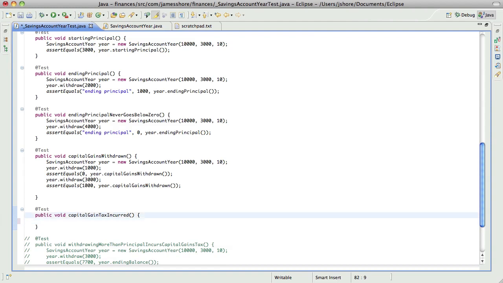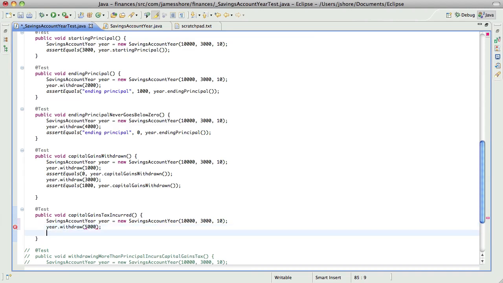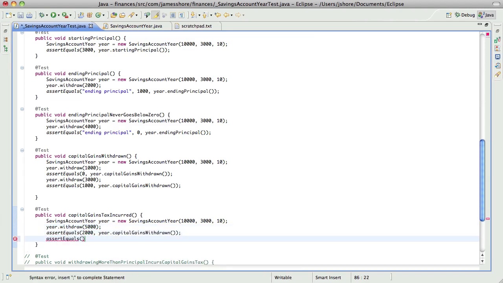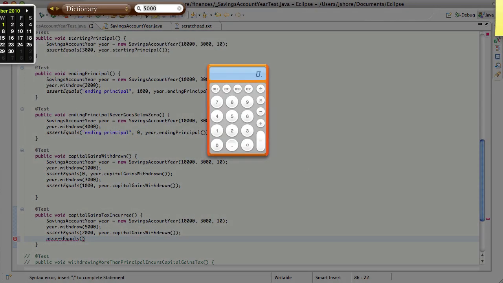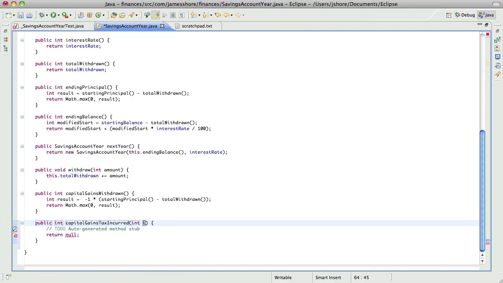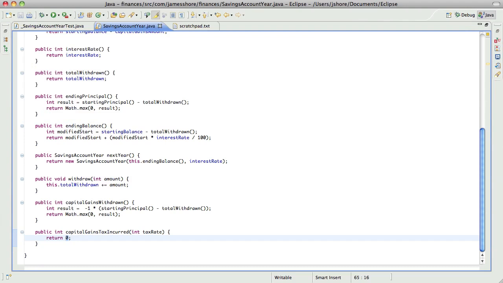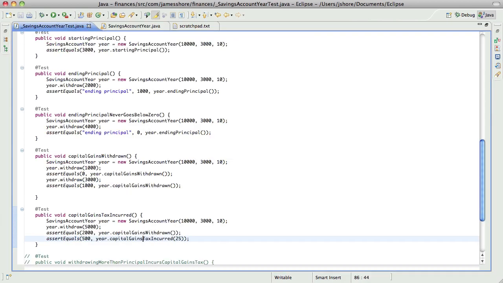Capital gains tax incurred should just be, if I have a savings account and I withdraw 5,000, I should have withdrawn 2,000 in capital gains, and I should have incurred some amount, so let's say 25%, so 2,000 times 25% is 500 in capital gains tax incurred. Let's pass that tax rate for now. I expect that to be 500 or 0. This should be really easy. I should just be able to say capital gains withdrawn times tax rate divided by 100. And it works great. So that's what I'm talking about when I'm saying sneak up on the problem.